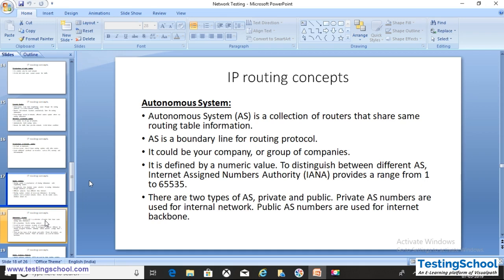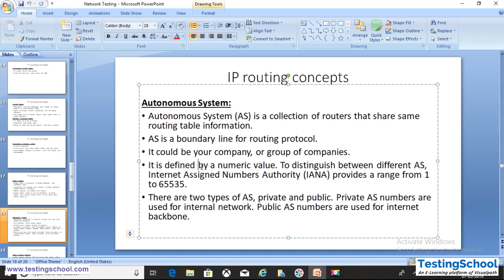All the routers come under one administrator. So here we can say all the routers are coming under one company, and it is defined by a numeric value. It is nothing but an ID number, we can say. To distinguish between different AS, the Internet Assigned Numbers Authority provides a range from 1 to 65535.